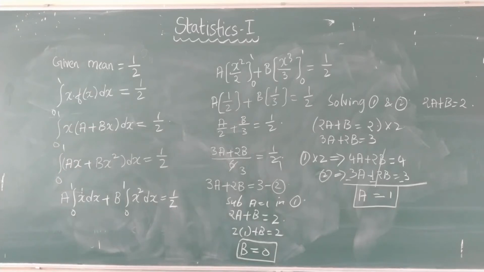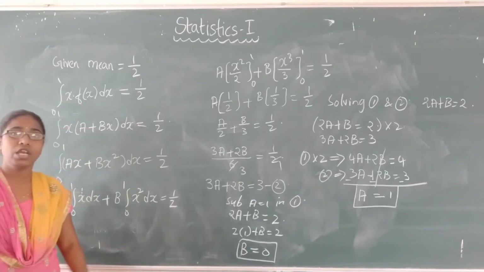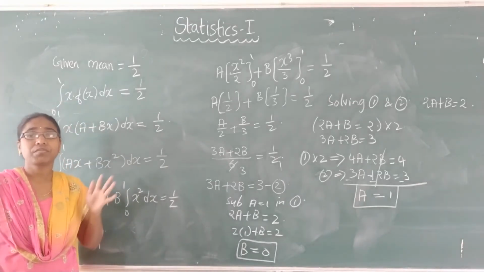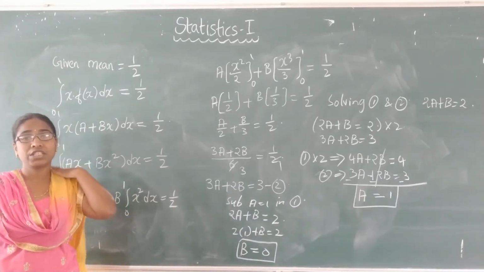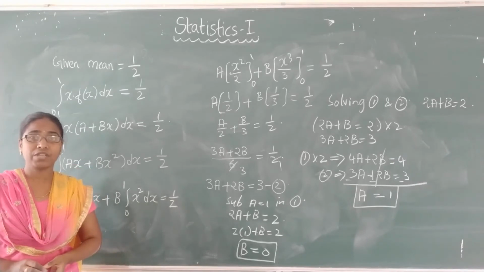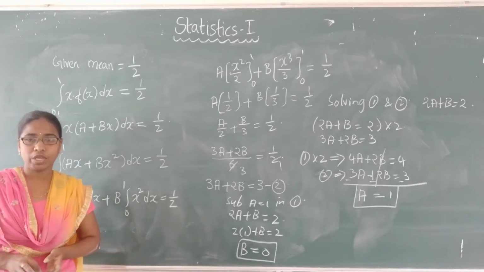If only one constant is given, you don't need any more conditions like mean or variance. If you have only one constant, you can directly find that constant value by considering the property of the PDF, that the total probability will be equal to 1.